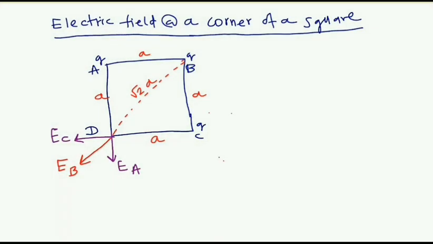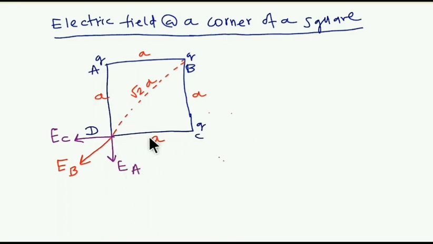See students, I have marked the directions of EA. EA is acting in this direction. One thing you should know: whichever point you want to find the electric field at, here in this case D, you have to place a test charge there, which is +1. If +1 is here and +Q is there, obviously the +1 will be repelled. So the direction of EA will be like this, going down.